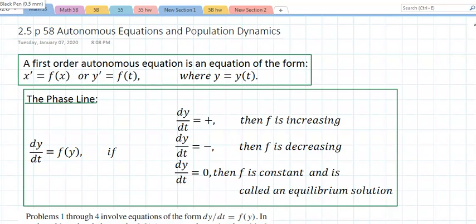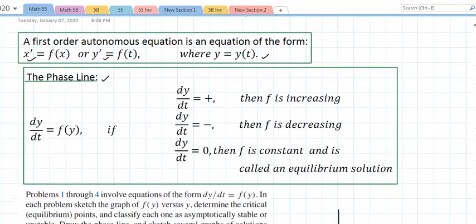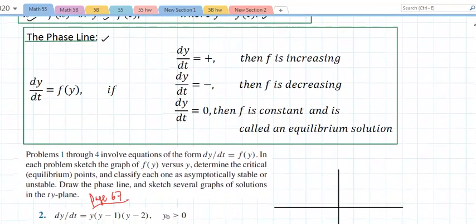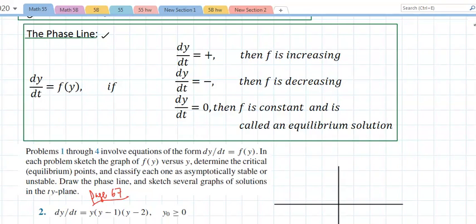Section 2.5 is on page 58, talks about autonomous equations and population dynamics. So, a first-order autonomous equation is an equation of the form x prime equal f of x or y prime equal f of y, where y is a function of t or x is a function of t. Phase line, something that's very important to us. You're going to be using that in certain labs to really predict the outcome of an experiment.